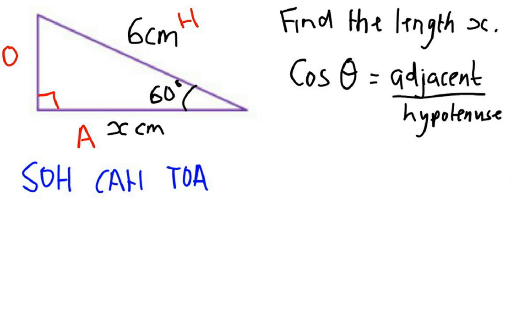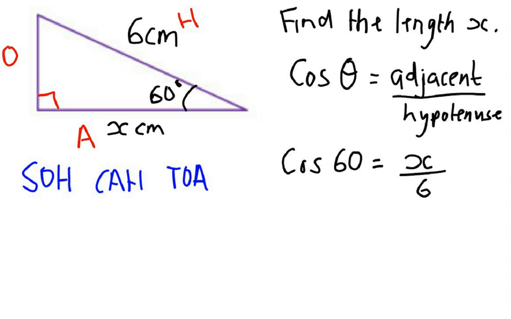So the first thing we're going to do is write this out again, but this time instead of the theta, the adjacent and the hypotenuse, we are going to substitute in what we know from this diagram. So we're going to write it out again. Cos, instead of theta, we know that the angle we've been given is 60 degrees. So we're just going to write cos of 60. And that is equal to our adjacent, which in this example is x centimeters, divided by our hypotenuse, which in this example is 6 centimeters.